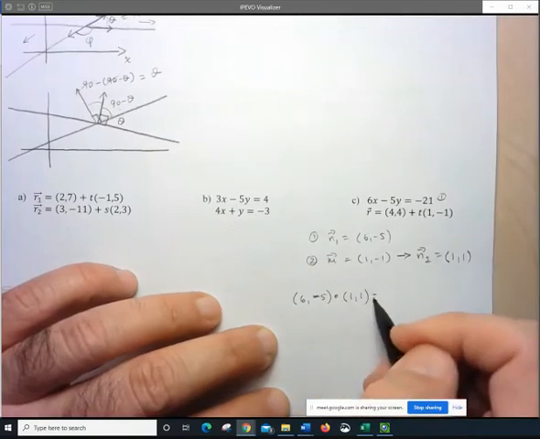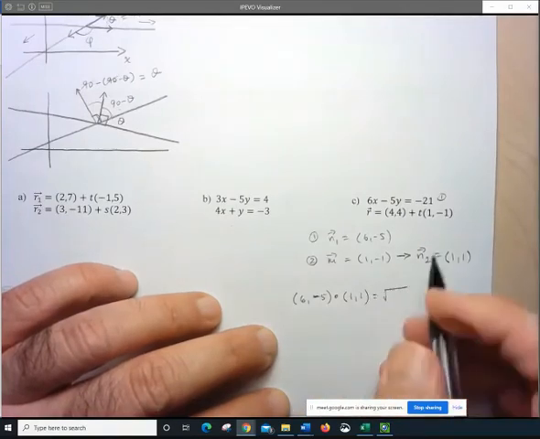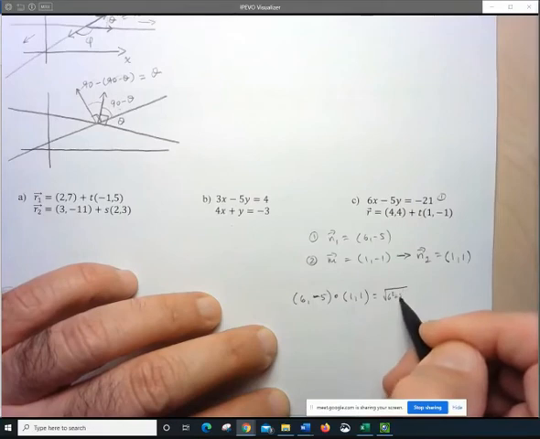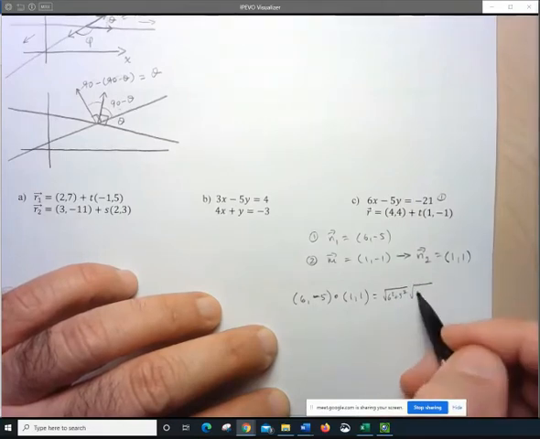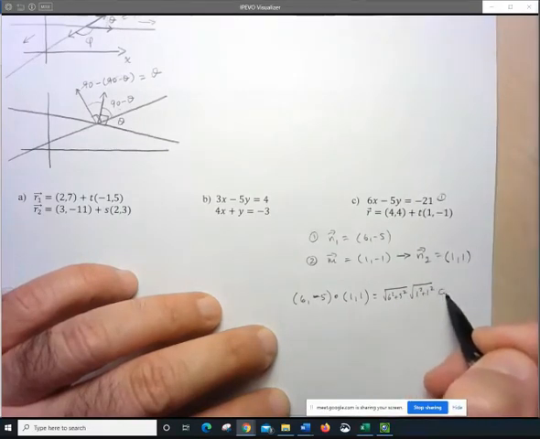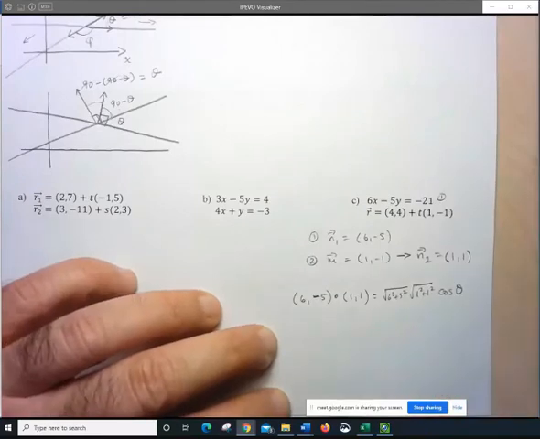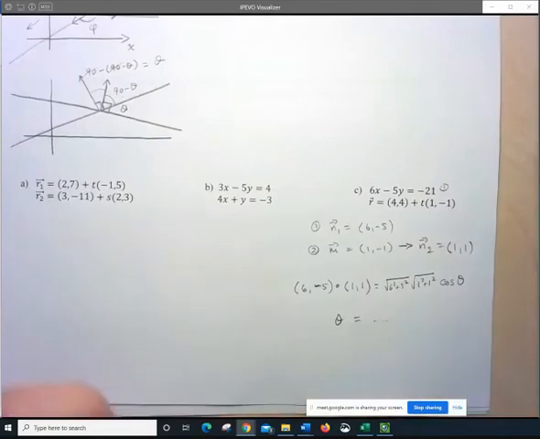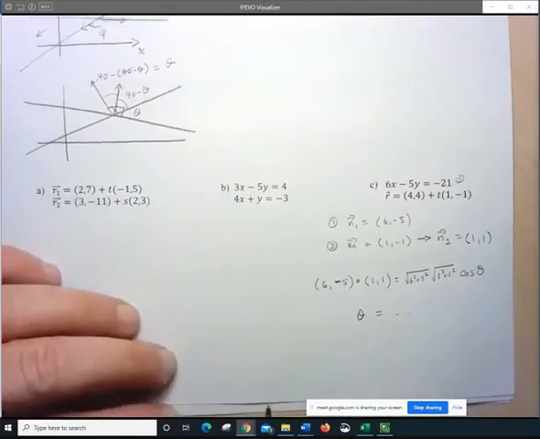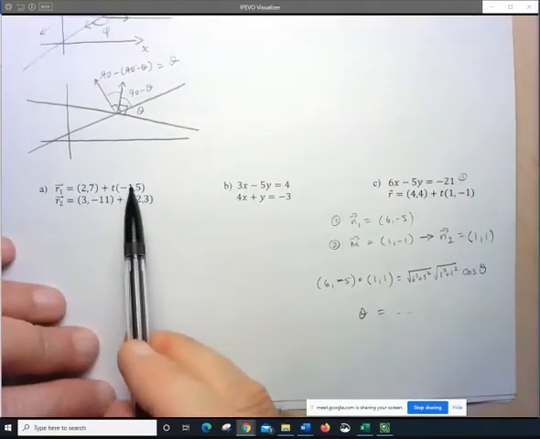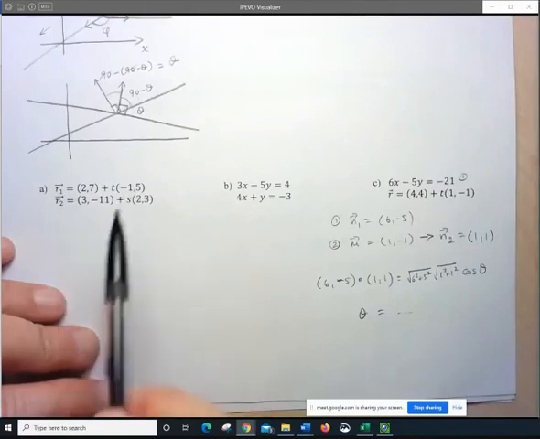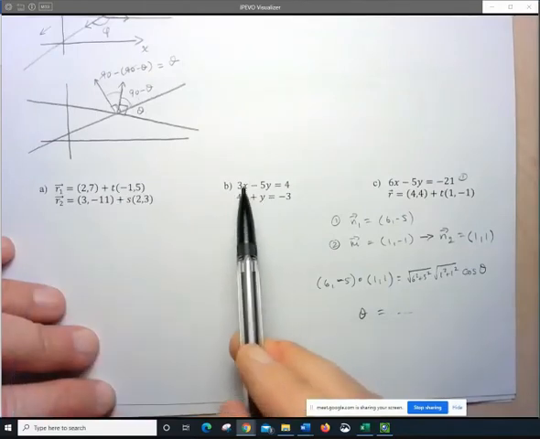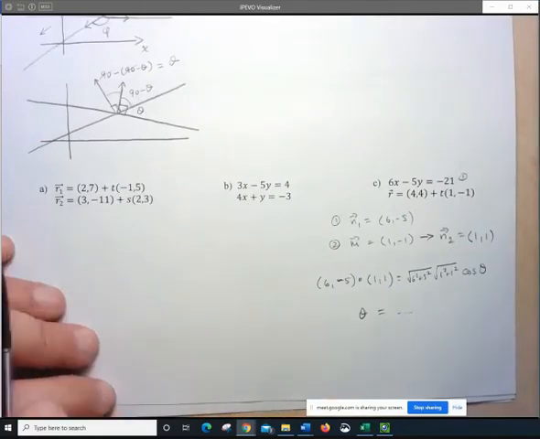And now I can find the angle between these vectors because (6, -5) dotted with (1, 1), the dot product, is equal to the magnitude of the first vector, so square root of 6 squared plus 5 squared, times the magnitude of the second vector, times the cosine of the angle between them. Okay? And I can solve for the angle. And you can check the solutions online. All right? So in this case here, you have two direction vectors. You can just find the angle between them. Here, you have two normal vectors. Just find the angle between them.